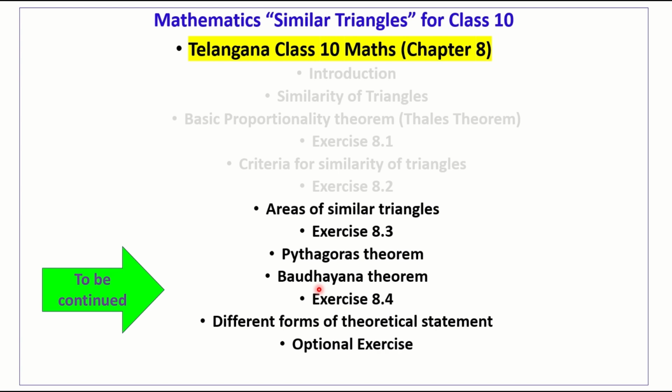We normally know a squared plus b squared equals c squared as the Pythagoras theorem, but historically it was recorded much earlier in the Indian scriptures as the Baudhayana theorem. So we'll rename it to be more precise and correct. We'll learn these things, then different forms of theorem statements, a very simple concept, and some more exercises and optional exercises. Okay, see you in the next video.